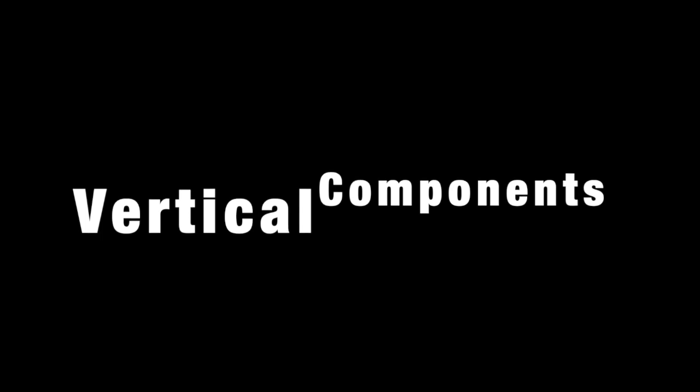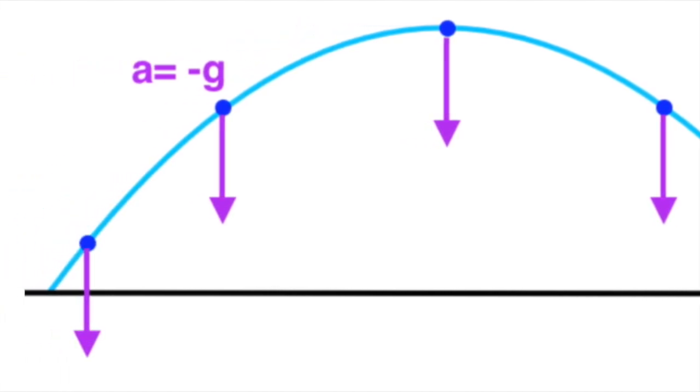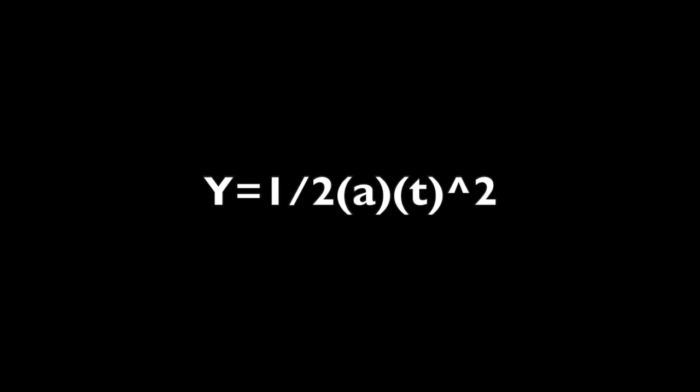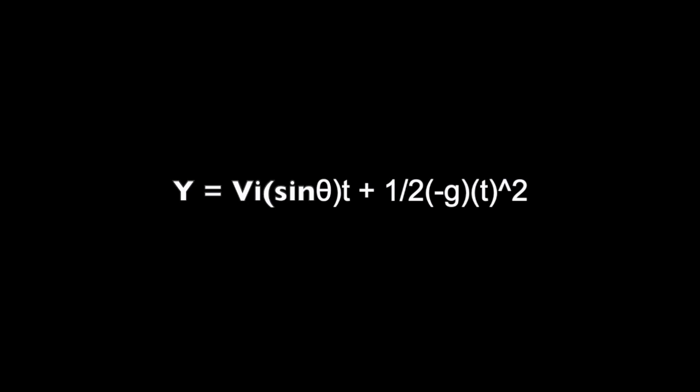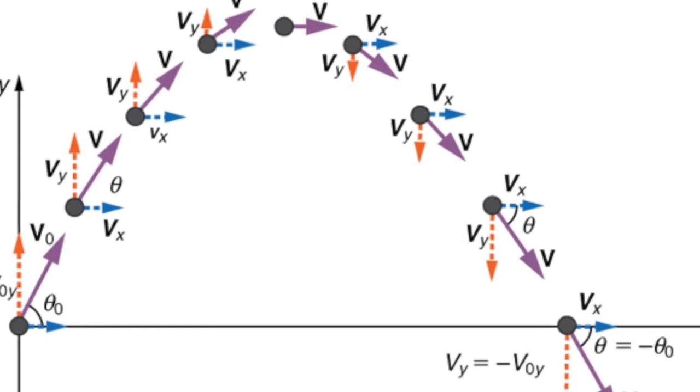In softball, there are two factors for exactly how long the ball stays in the air, and they are gravity and time. Gravity is always acting on the ball, so the formulas you would use to find the vertical components are y equals a times t, y equals 1/2 a times t squared, and y equals v initial times sine of theta times time plus 1/2 times gravity times time squared. When you combine the horizontal and vertical components, you then get the angle of the softball as well as the parabolic path it will travel.